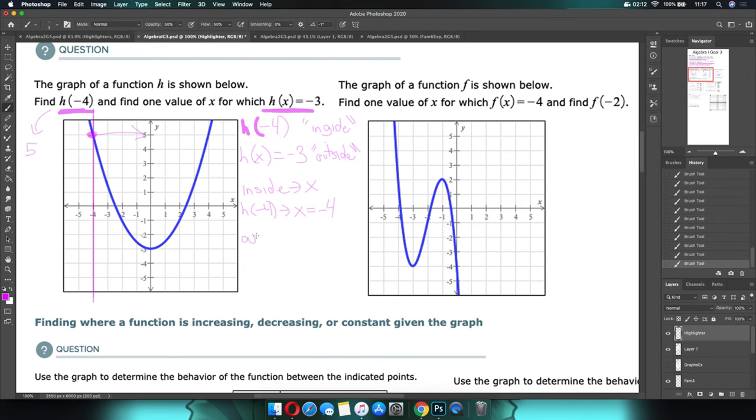Next up, outside. If inside is my x, then outside is my y. So here we have h of x equals negative 3. That means my y is negative 3. So I'm looking somewhere on this line. Where is it on the graph? Right there. What's my x? Well, I don't move left or right at all, so what must be my number? 0. So in this case, my answer is going to be 0.